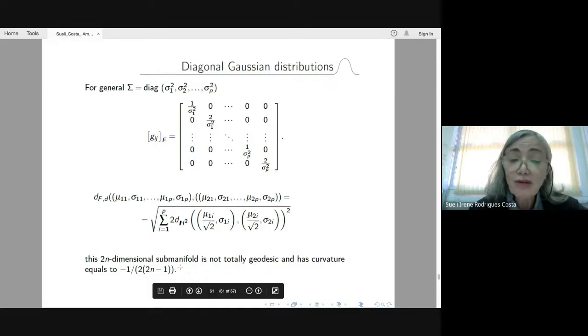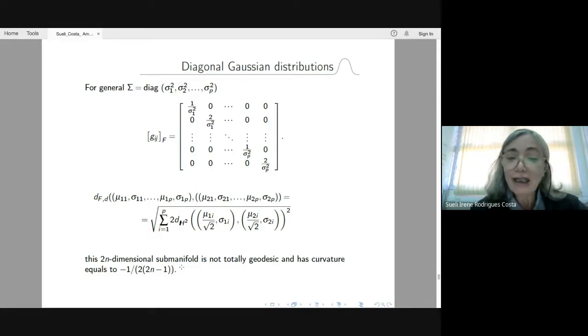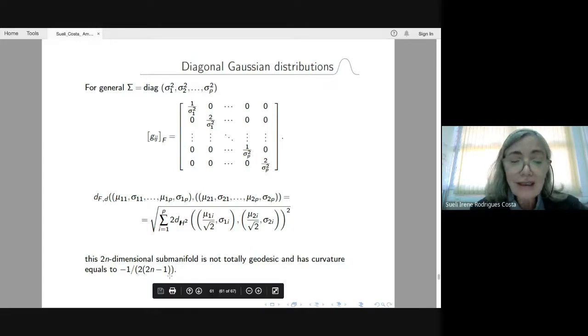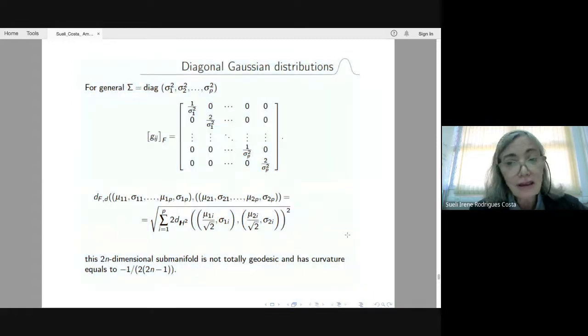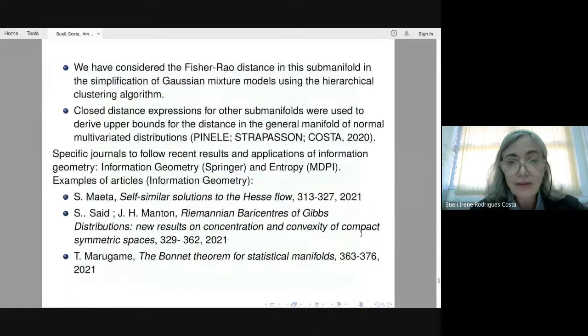When we have the univariate normal distribution, as we have shown, it has this relation with the Poincare metric, and the curvature there will be minus a half. And this is the curvature for this submanifold. The big manifold has no constant curvature. Okay, we have considered the Fisher-Rao distance in this submanifold in the simplification of Gaussian mixture models using the hierarchical cluster algorithm. This is used for image segmentation.